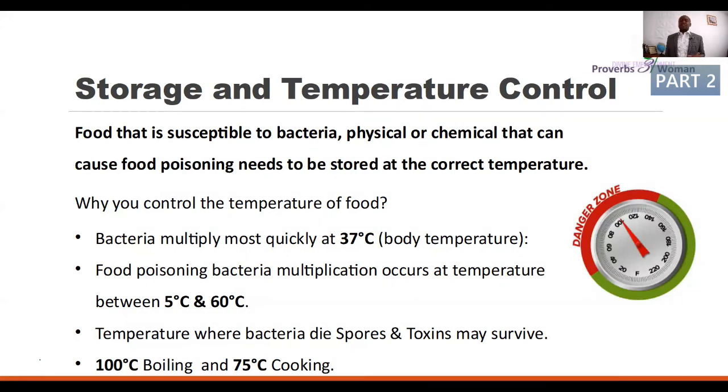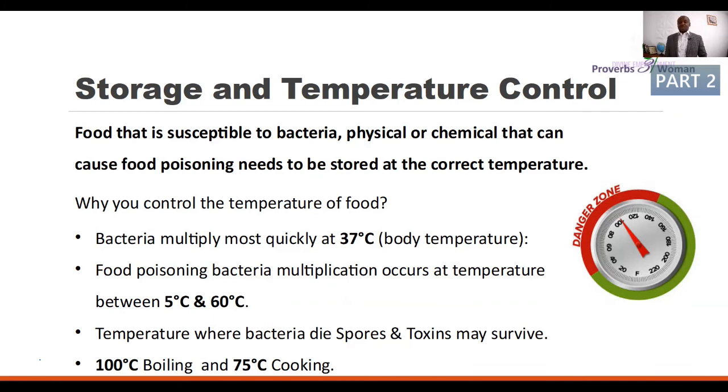Food that is susceptible to bacteria, physical or chemical, that can cause food poisoning, they need to be stored at the correct temperature. It is very important, because if you don't store food at the correct temperature, remember the multiplication of bacteria. Now, why do you control the temperature of food? Remember, bacteria multiply very quickly at 37 degrees Celsius.